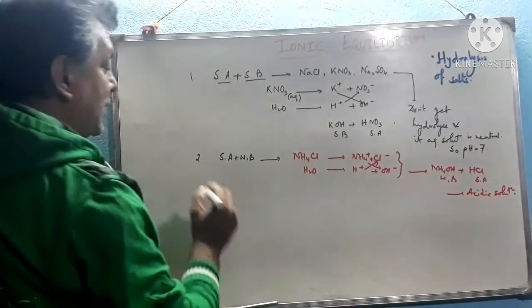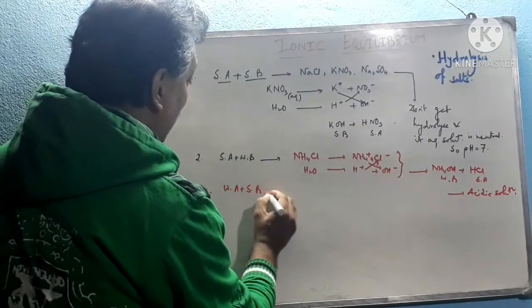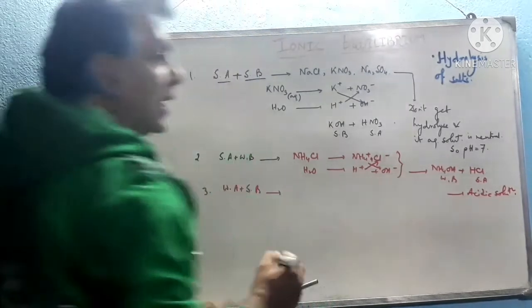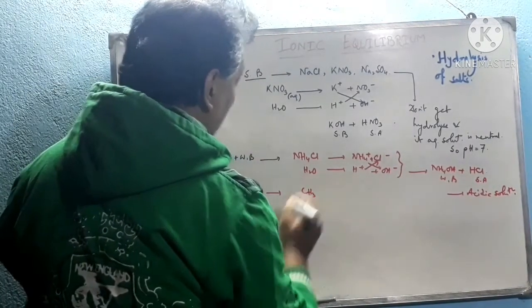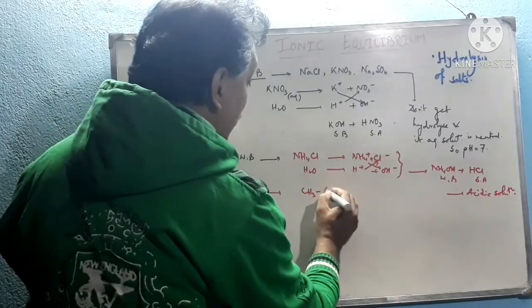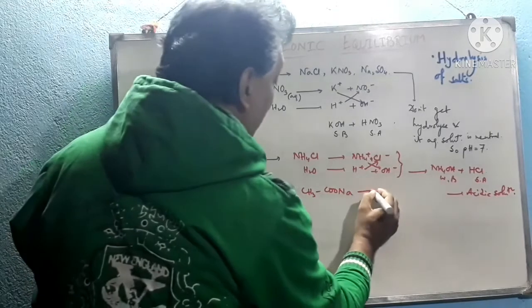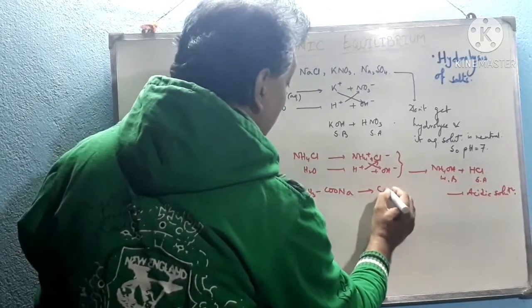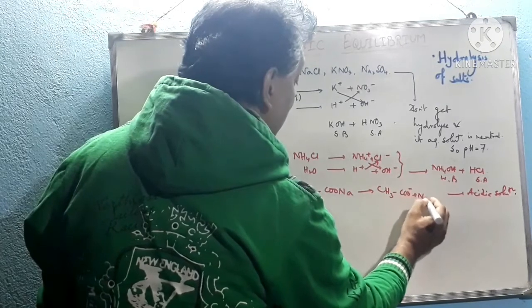Again I am giving the example of point number 3. This is weak acid, strong base salt. Acetic acid is a weak acid and sodium hydroxide is a strong base. So the salt for an example is taken as CH3COONa, sodium acetate. It dissociates in its aqueous solution to form the ions CH3COO minus and Na plus.